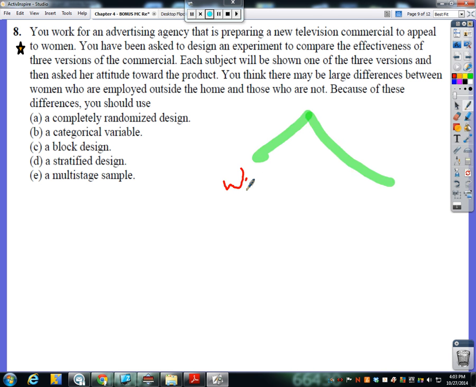Those that work, I'm doing this with a mouse, and those that do not work. And if we believe there are differences beforehand and we split them up and then carry out the experiment, essentially we are doing a block design. Stratified kind of sounds like that's what we're doing, but a stratified isn't a design. A stratified is a type of sampling method. So we can automatically eliminate stratified and multi-stage because we're not sampling. This is really the type of experiment we should be doing here.